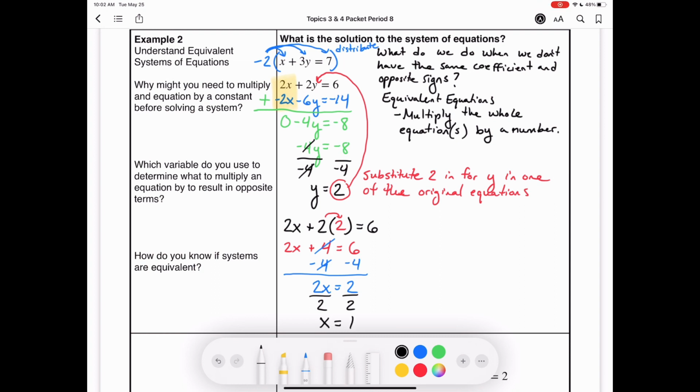So now I've figured out my x value and my y value. I'm going to write my solution as an ordered pair. So my solution is going to be 1, 2.